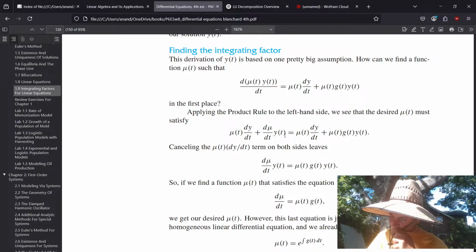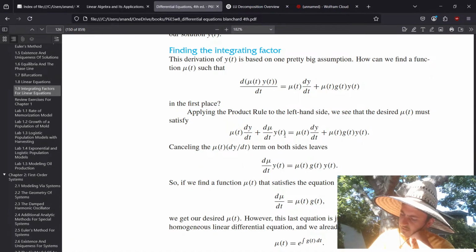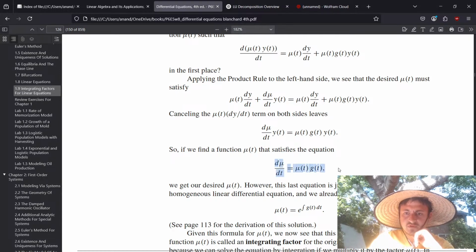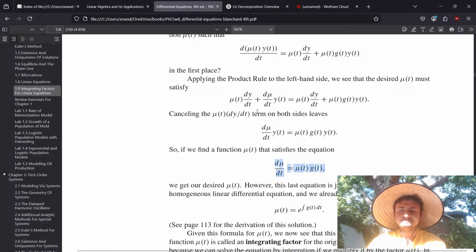Oh, wait. I did this wrong. No, we get u prime y is equal to u g y. We can get rid of the y. So now we get u prime is equal to u g, which is what they have here. Okay, so once you just simplify it after expanding the product rule, we're all good there.